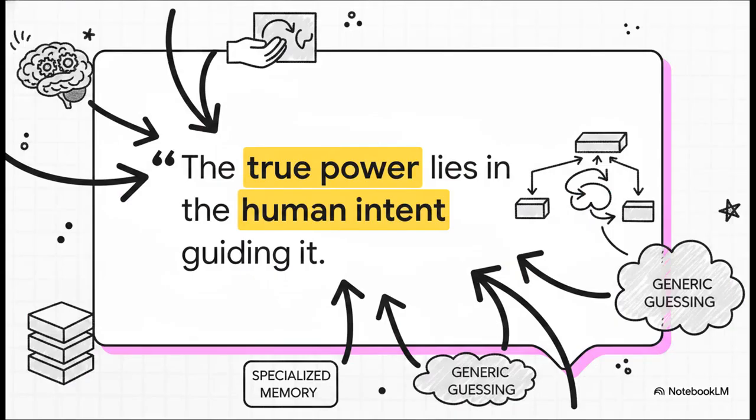And that brings us to our final takeaway. The true power of AI doesn't lie in the size of the machine, but in the clarity of the human intent guiding it. This really unites everything we've talked about today, from understanding that tokens are just predicting probabilities, to using few-shot and chain-of-thought frameworks to guide the machine's focus, all the way up to designing enterprise architectures that prioritize specialized memory over generic guessing. Human design, your design, is what actually makes AI valuable.